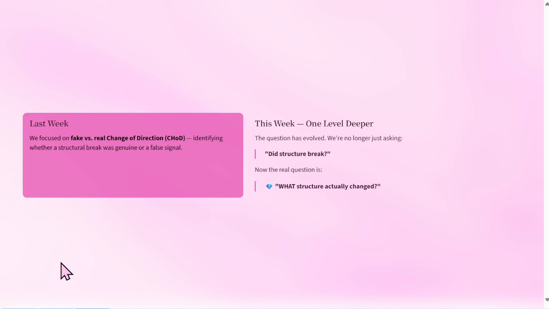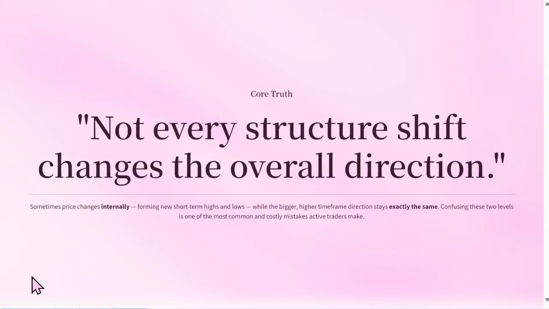Okay, so last week we focused on fake versus real change of direction. Now we're going one layer deeper, because now the question is not, did structure break? Now the question becomes, what structure actually changed? Not every structure shift changes the overall direction. Sometimes price changes internally, while the big direction stays exactly the same.